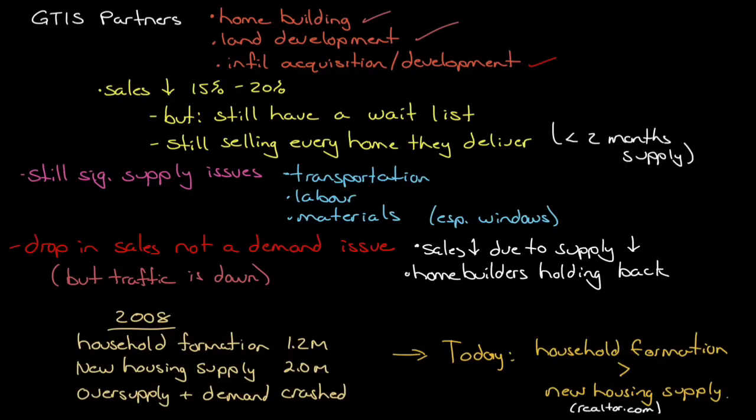They report over the year sales are down 15 to 20%. And you would think, well, that's what high prices and high mortgage rates do, they drop the demand for housing. So we look at sales being down 15 to 20%, existing home sales being down 2.4%, housing starts down 0.2%, and we think, well, this is signs of demand destruction. Well, let's go a little bit further. Even though sales are down 15 to 20%, they still have a wait list. Well, if they're waiting for a home, how are sales down? They are selling every home they can deliver. They have less than 2 months supply.